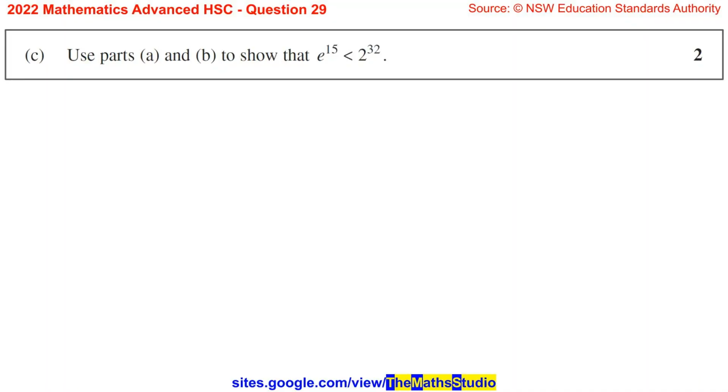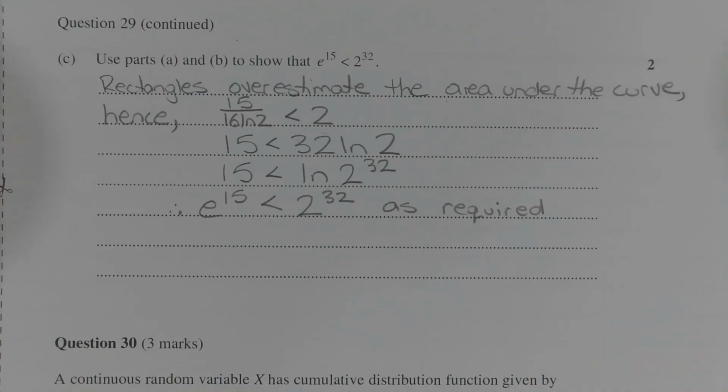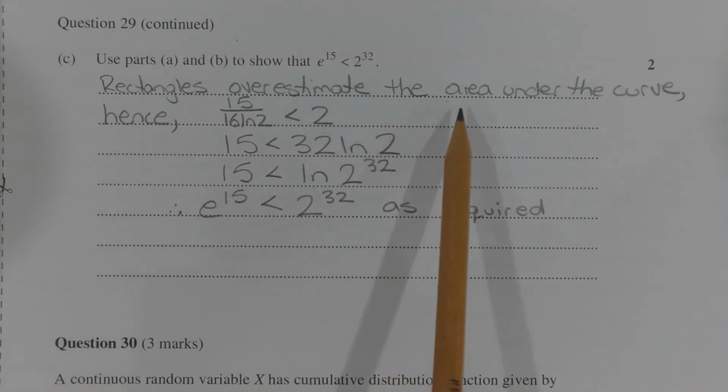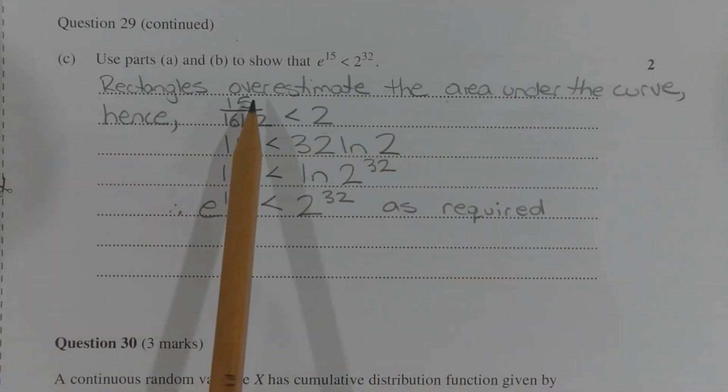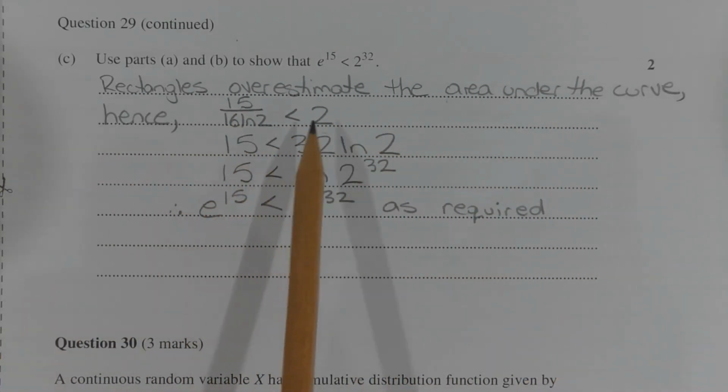Part C. Use parts A and B to show that e to the power of 15 is less than 2 to the power of 32. The rectangles overestimate the area under the curve, hence 15 over 16 ln 2 is less than 2.